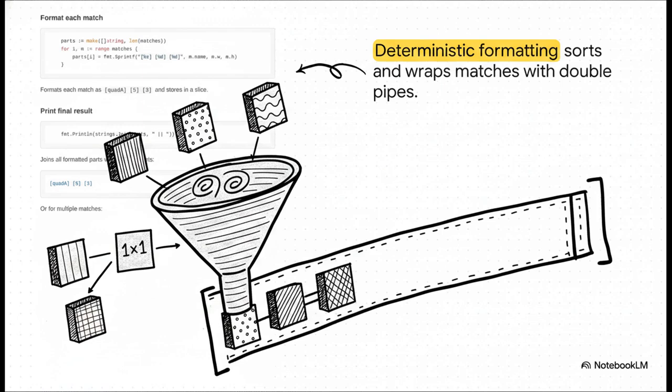To finish up the whole shebang, the program ensures deterministic output by sorting any matches alphabetically before formatting them. This is super critical because, think about it, an input of a 1x1 square actually matches quad C, quad D, and quad E. By using sort.slice, the app guarantees the output is always printed in the exact same alphabetical order, wrapped in brackets and neatly separated by double pipes for the end user.